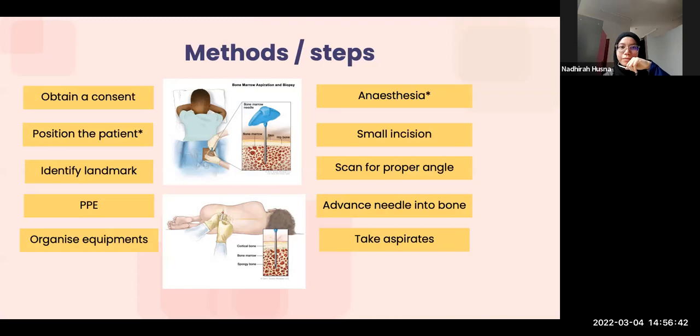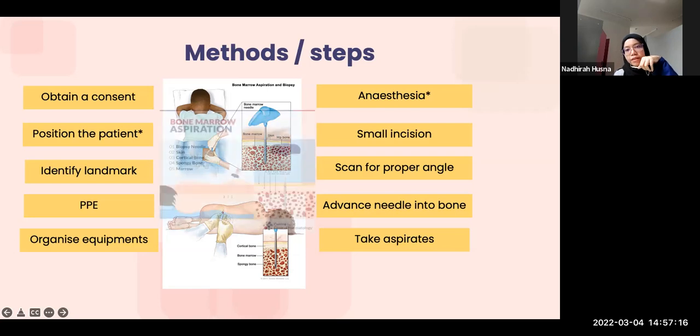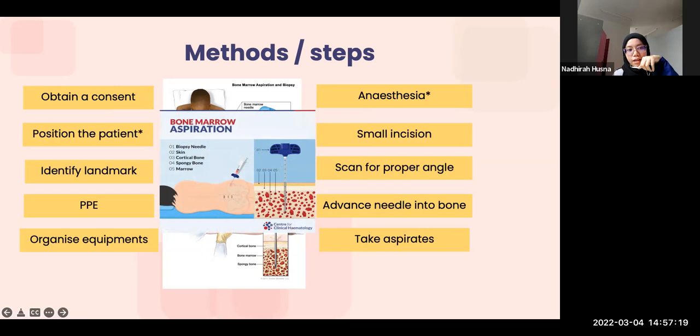Okay, for the methods and steps. For the first one, we need to identify the patient first. We need to confirm the identification of the patient or the parents, and then we need to obtain the consent. But usually, for this kind of procedure, we already have the consent. We just re-inform the patient or the mother about the consent that has been granted previously. And then we need to prepare the patient. For children, usually we need to sedate the patient. So we can give midazolam, but for midazolam, we need to anticipate the respiratory depression that it may cause.